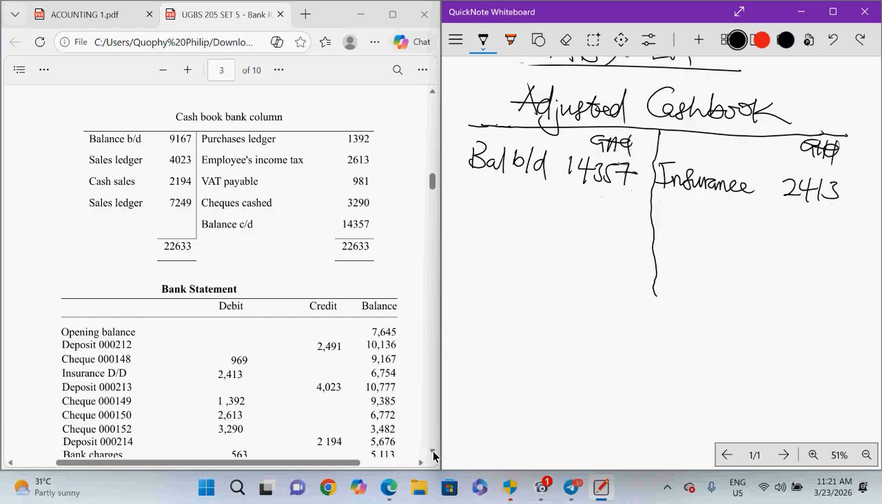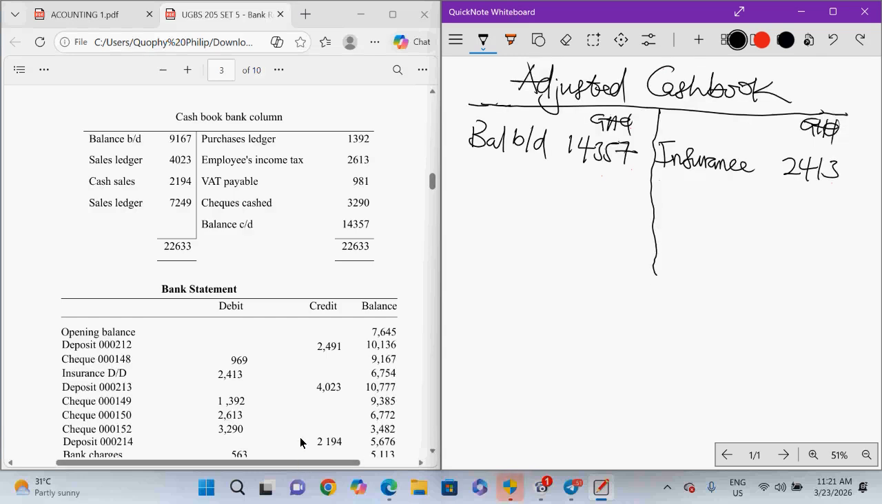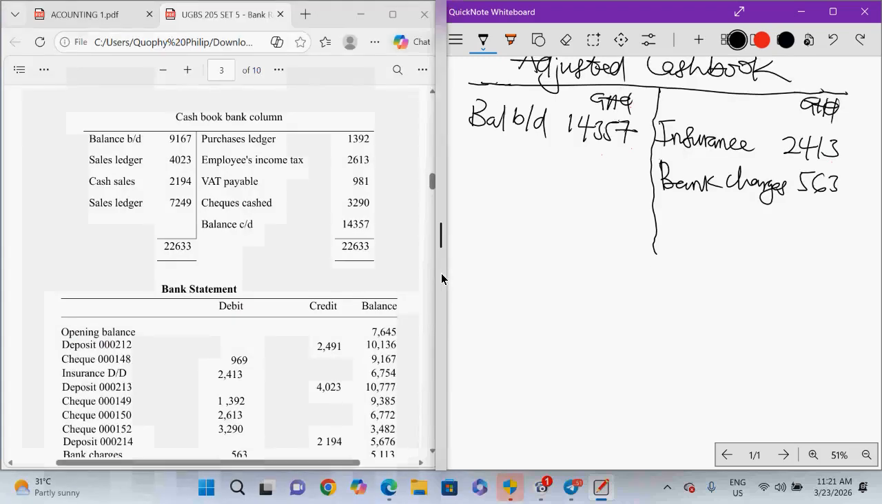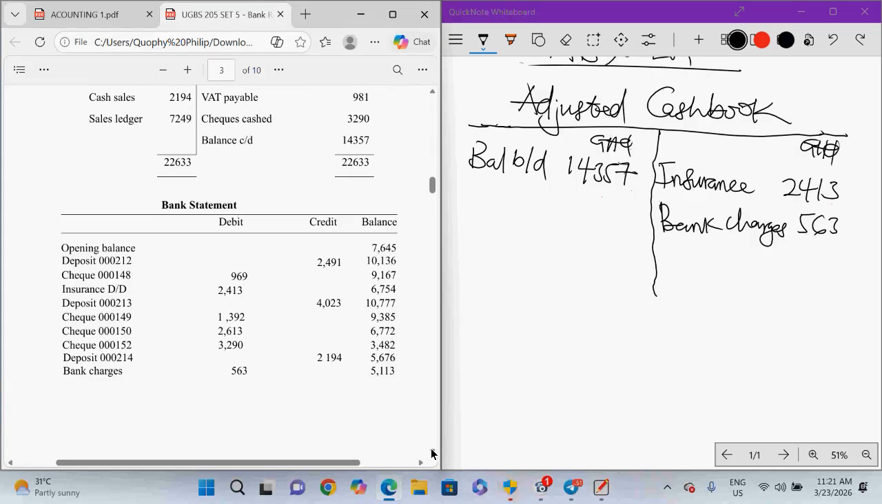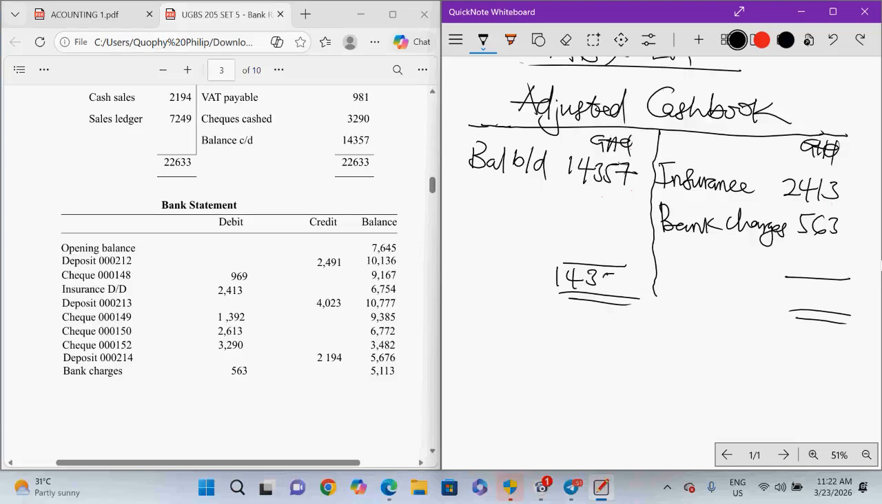Yes, what else? What other information? Bank charges. All right, so we ignore all the checks, and the next thing is bank charges, right? Bank charges is 563. What else? Is that all? That's all. Okay, so then we balance our account. We know definitely this side is more than this side, so this will be our balancing.